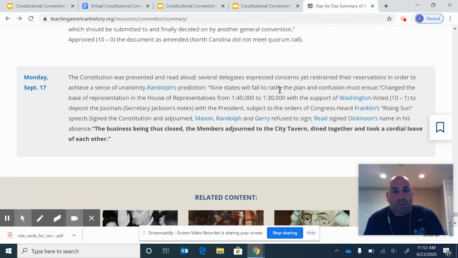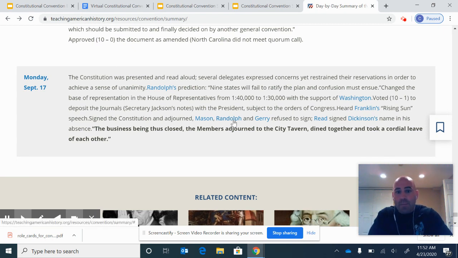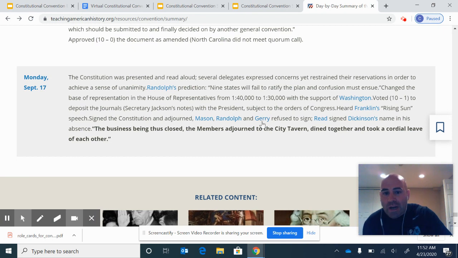And on September 17th, they're all going to go and sign off on this document, 39 members. A few delegates decide not to sign it. George Mason, Edmund Randolph, who actually introduced the Virginia Plan, and Elbridge Gerry are not going to sign the document. Those are three important people who don't sign it at the end because they believe there needs to be some type of Bill of Rights, some type of freedom for the people, to protect the people from the government. And we're going to see a few years later that the Bill of Rights is put in our first 10 amendments, providing protection for the American people.